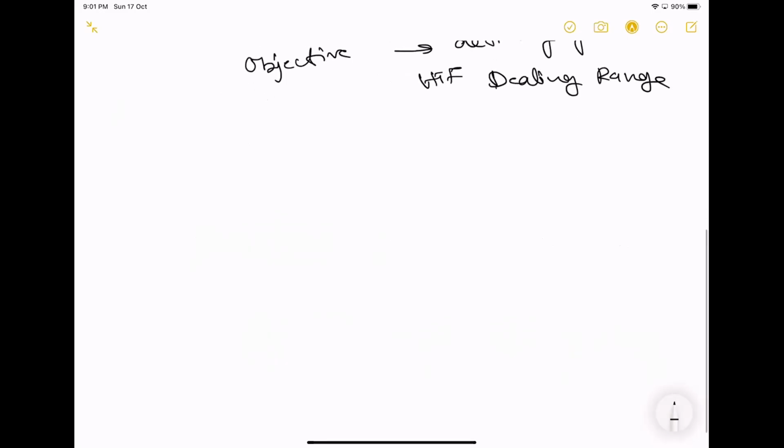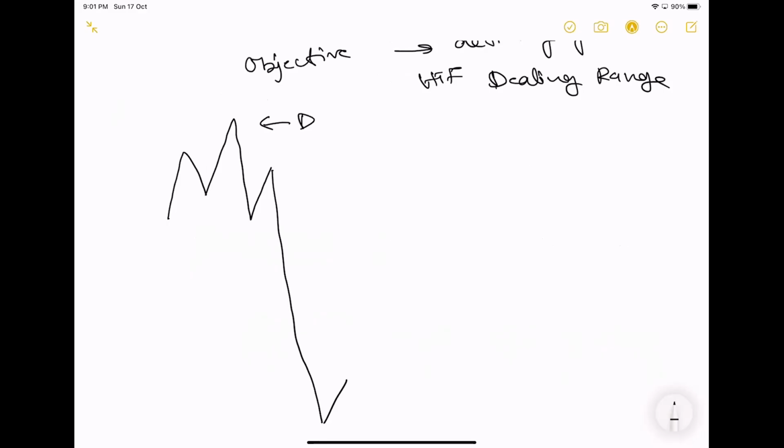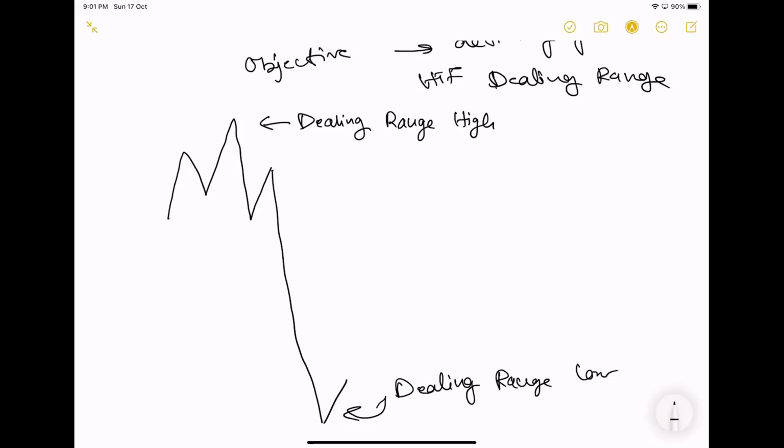So the easiest example would be 1, 2, 3, and price goes down, right? This is your dealing range high, and this is your dealing range low.